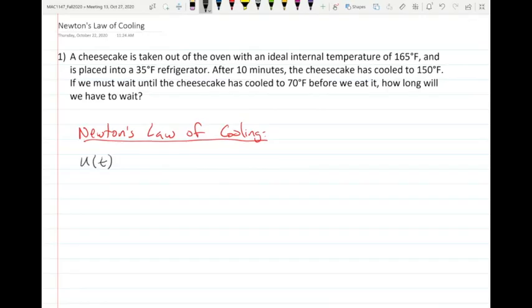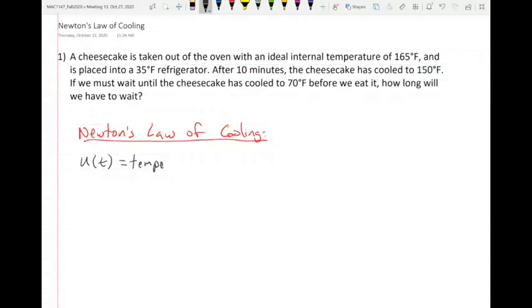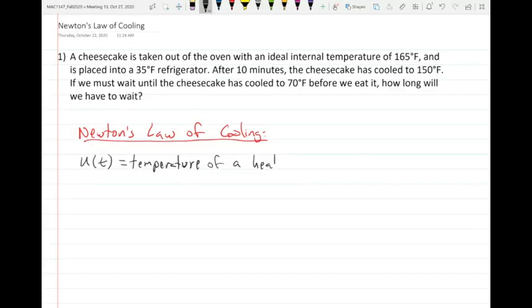So let u of t be a function representing the temperature of a heated object as a function of time. Okay, so let's talk about a heated object, but it could also be something that's very cold. It doesn't matter in this case. So let u of t be the temperature of a heated object as a function of time.